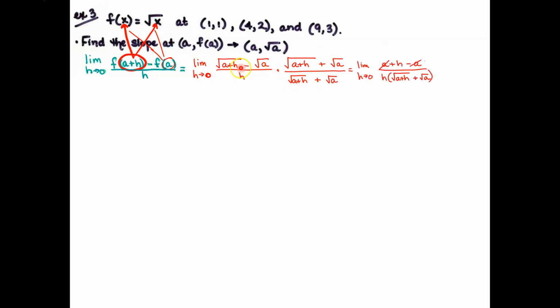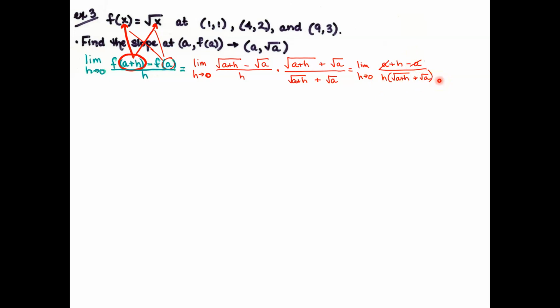All right, so we're going to FOIL that numerator. The square root of a plus h times the square root of a plus h would just be a plus h. Then the square root of a plus h times a positive square root of a, and the square root of a plus h times the negative square root of a will cancel each other out. And the negative square root of a times the positive square root of a would be negative a. And in the denominator, we're just bringing both of those things along.